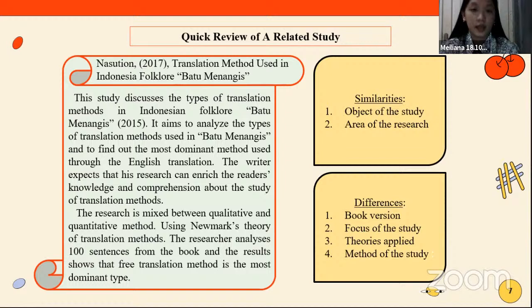The differences can be seen through the book version that we use. I am using the 2013 book version, but Nasution uses the 2015 version. The focus of our study is also different. Nasution focuses more on translation methods, while my research focuses on translation errors in the English translation of Batu Menangis. The theories applied are also different, as he uses Newmark's theory, while I use Kesavar's theory. The method of my study is also different. I only apply the qualitative research method, but Nasution mixes qualitative and quantitative methods.